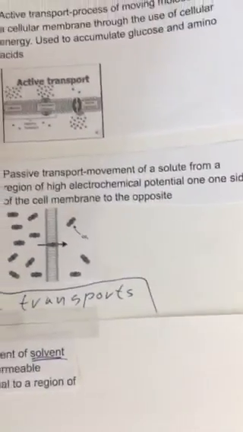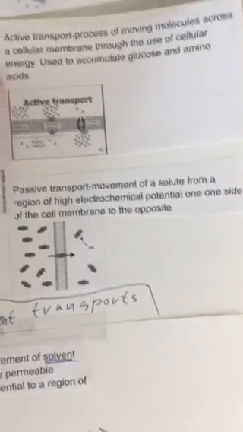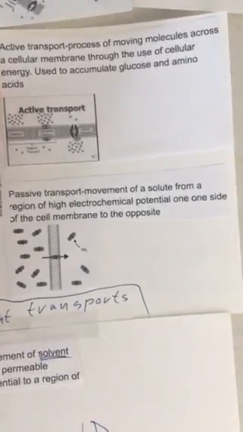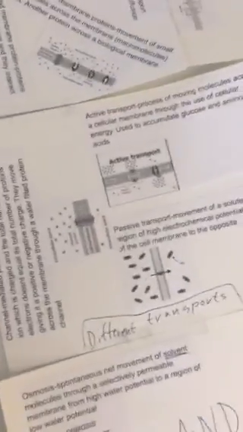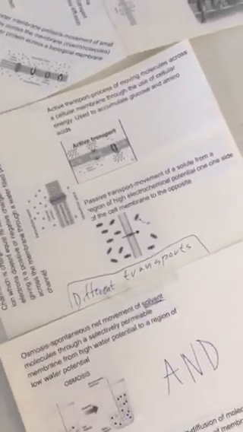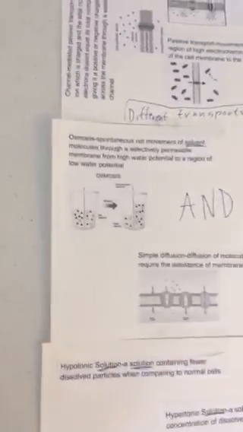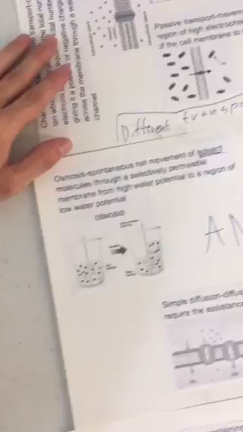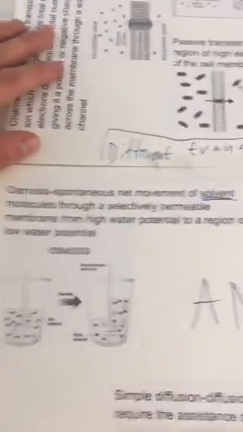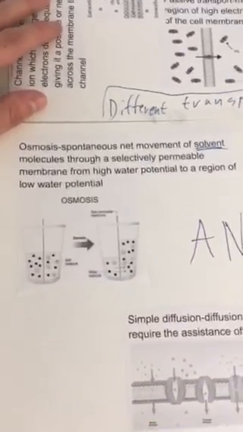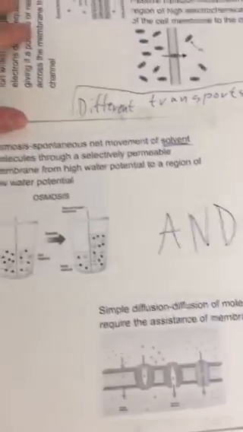And finally, we have passive transport, which is the movement of solute from a region of high electrochemical potential on one side of the cell membrane to the opposite. So that is a more negative reaction, which is a preferable energy movement within a cell. And then we move on to osmosis and simple diffusion. Osmosis is the spontaneous net movement of solvent molecules through a selectively permeable membrane from high water potential to a region of low water potential.